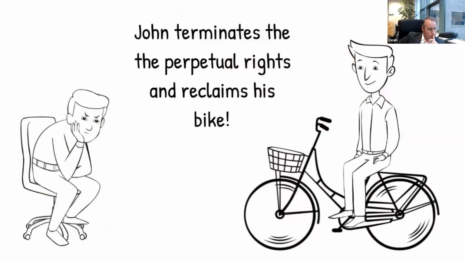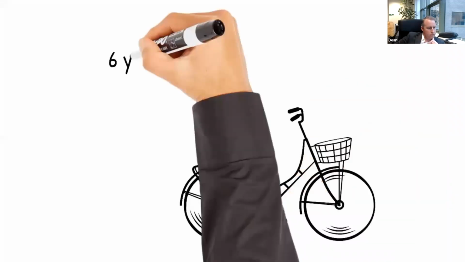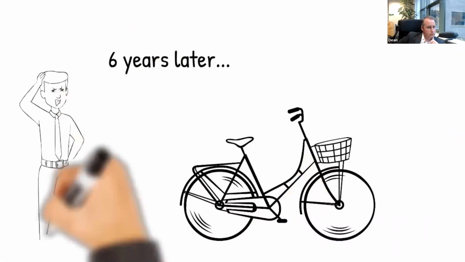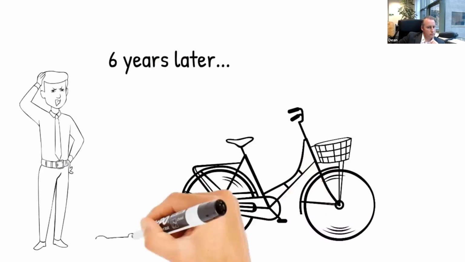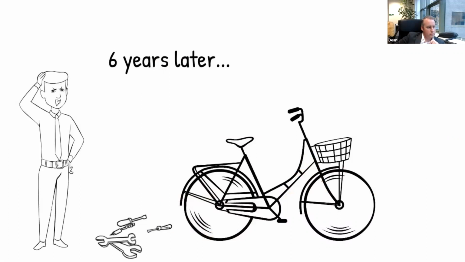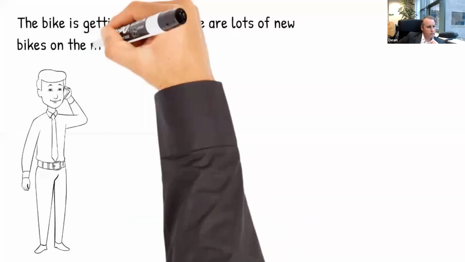Let's assume Paul did not let his brother use the bike and continued to use the bike on a perpetual basis for the next 6 years. Paul starts to notice that the bike is not as nippy as it once was, and that there are lots of new and improved bikes on the market. Paul decides that he wants one of these new bikes and knows that John likely has one. He approaches John and asks about the newer models and that he would like the same deal again.